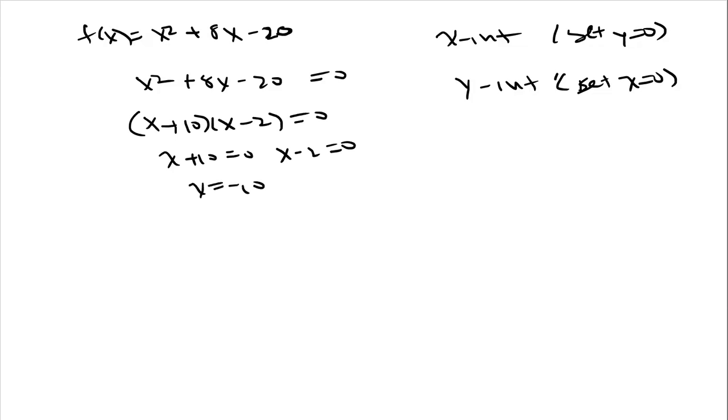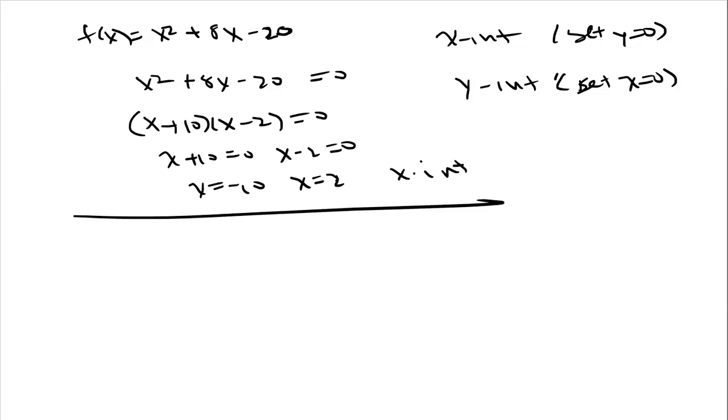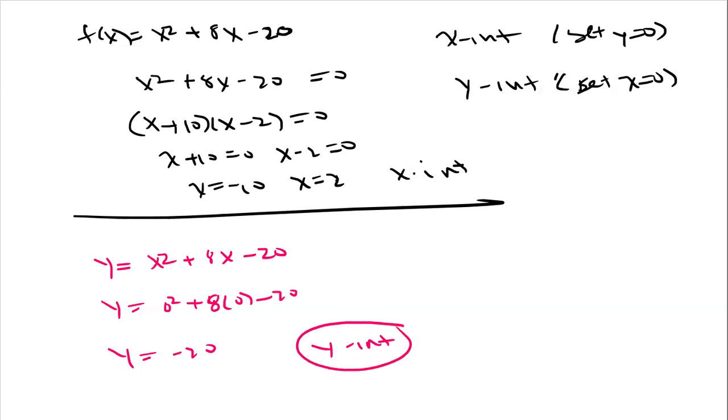So x gives us negative 10 and positive 2. So that's our x-intercepts. And then for the y-intercept, anytime we see an x, we set it equal to 0. Okay? So we'll have x squared plus 8x minus 20. Sorry, not equal to 0. Anytime we see an x, we just replace it by 0. So 0 squared plus 8 times 0 minus 20. So y is equal to negative 20. So that would be our y-intercept.